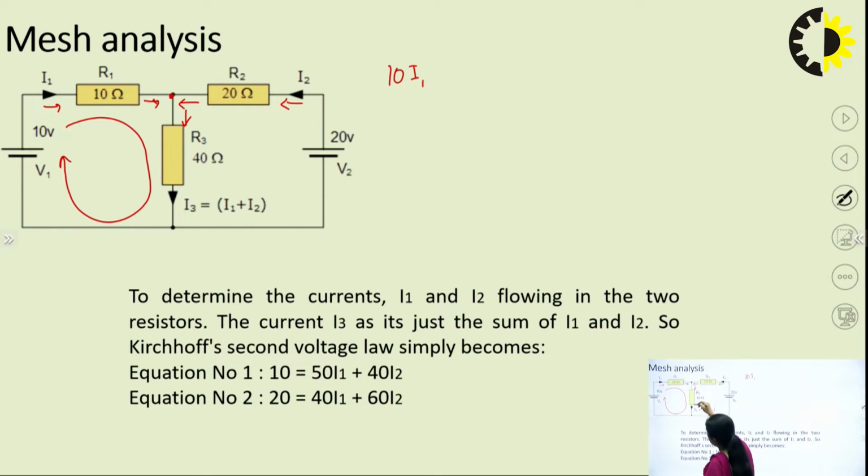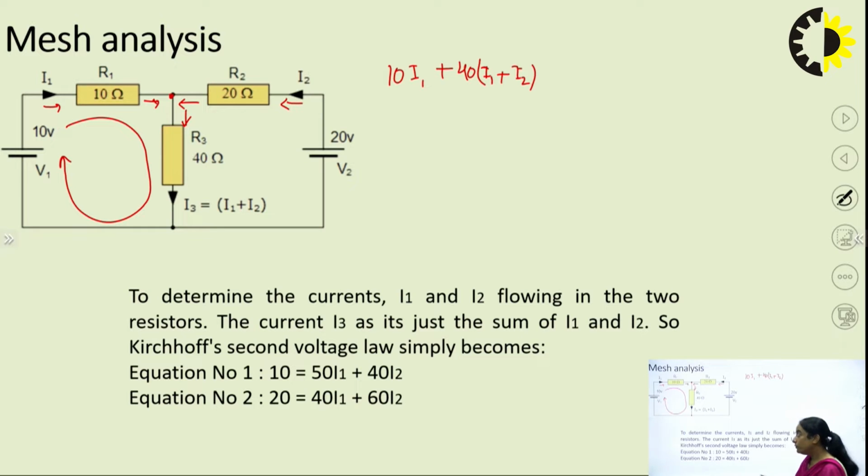Okay, so now we are here. For R3, what is the voltage drop? Voltage drop is 40 into (I1 plus I2), because the current through it is I1 plus I2. So here two conventions may be followed. As per one convention, we write voltage drop as negative because that is a drop, and in the other convention we write voltage drop as positive.